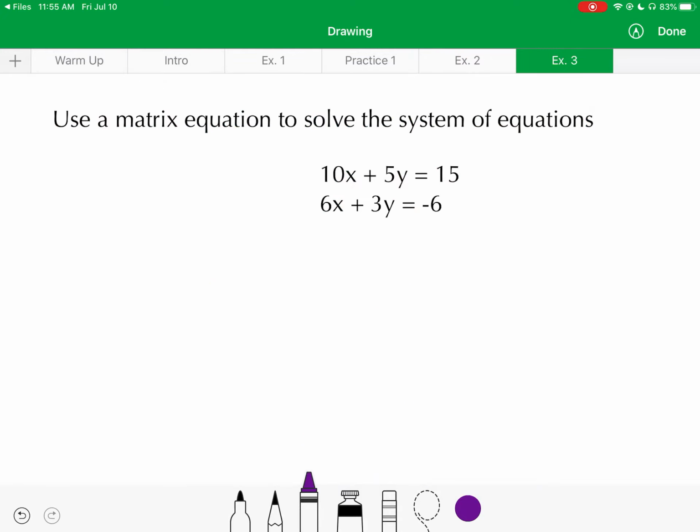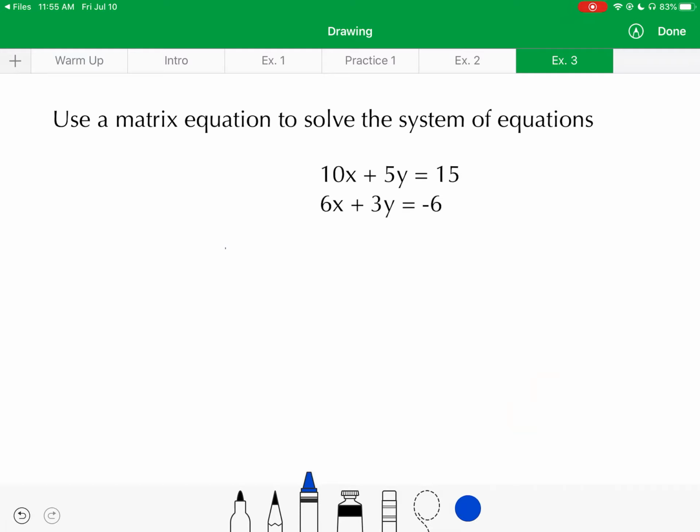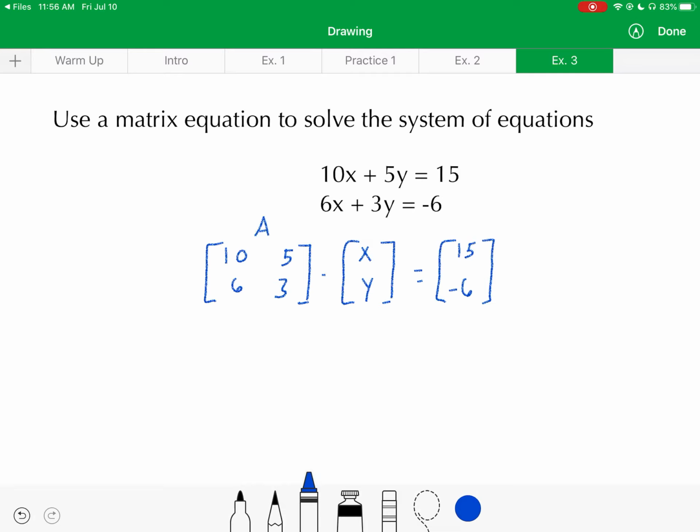All right, let's move to example 3, and something special happens on this one, okay? Solve it using a matrix equation. So I'm just going to set it up right away. 10, 6, 5, 3 is my coefficient matrix. And then my variables, of course, x, y. My constant is 15, negative 6. Okay, so let's label A, X, and B as these different matrices.